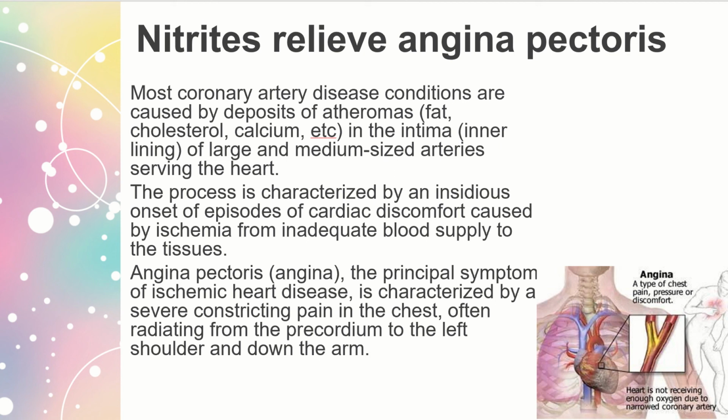characterized by a severe constricting pain in the chest, often radiating from the precordium to the left shoulder and down the arm. So angina is, in short, a type of chest pain, pressure, or discomfort that happens because the heart is not receiving enough oxygen due to narrowed coronary arteries.